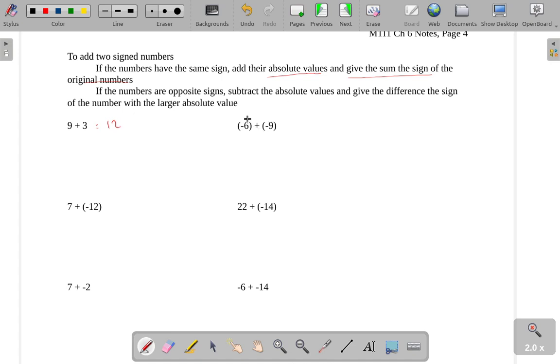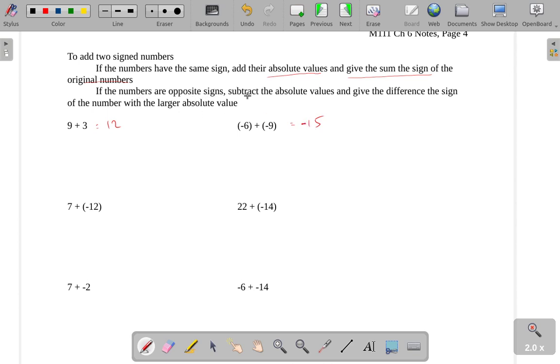If they're both negative, we add their absolute values, so ignoring their negatives, 6 plus 9 is 15. And we keep it negative, because it was a negative plus a negative, it's still going to be in that direction. It's still going to be off to the left on the number line. We end up getting negative 15.